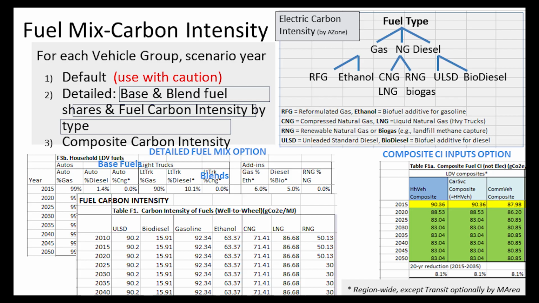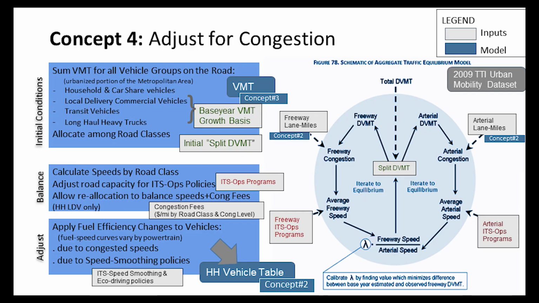Okay? All right, so next slide. Concept 4. Yes, so we've done the basic ones. Now there are 2 adjustments. So congestion: how do you do that without a network? First off, you have to set up some initial conditions. So we can't just look at the households. Now we have to add in all those other vehicles, and we're really focusing on that urbanized portion of the metropolitan area.